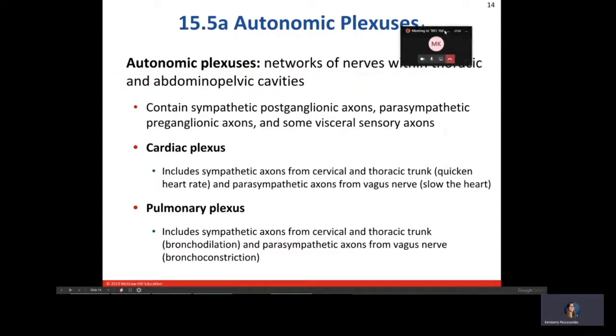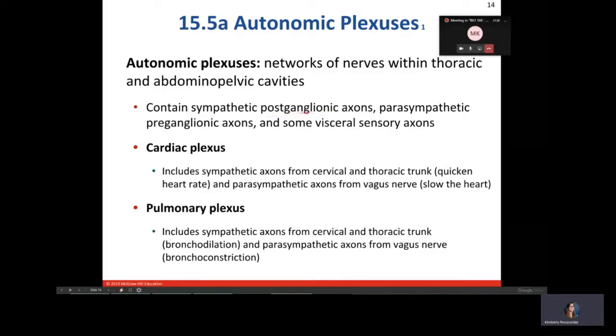And they're going to contain the sympathetic postganglionic axons, remember, because those postganglionic axons are a lot longer, and parasympathetic preganglionic axons, because the parasympathetic nervous system has long preganglionic axons. And then we also have some visceral sensory axons, right? Because sympathetic and parasympathetic are motor, so we do need some sensory input also from those vessels.